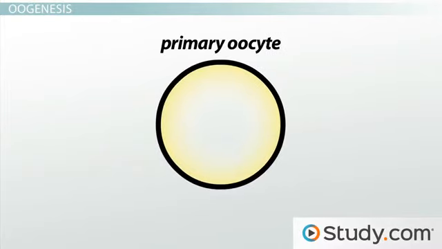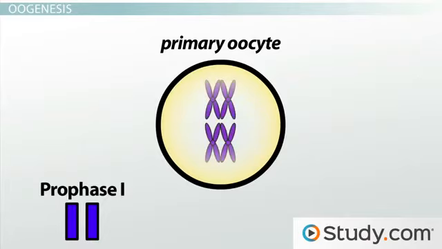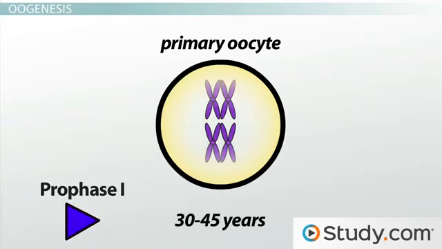These primary oocytes press the pause button on their development in prophase I, after they've replicated their genomes, but before they've made the first meiotic division. They stay arrested at this stage of development for over a decade, until the girl begins her first menstrual cycle. Then, for about the next 30 to 45 years, on a monthly basis, primary oocytes resume meiosis where they left off and complete the first meiotic division.